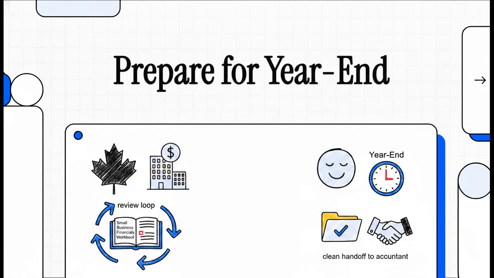Take a deep breath. Today, in this explainer, we're diving into a topic that usually causes a lot of anxiety, but it really doesn't have to: corporate year-end. If you're a Canadian incorporated owner-operator and you're using the Small Business Financials Workbook, this is absolutely for you. We're going to build a clear, calm review loop so that handing things off to your accountant is a breeze, and more importantly, completely independent of your memory.